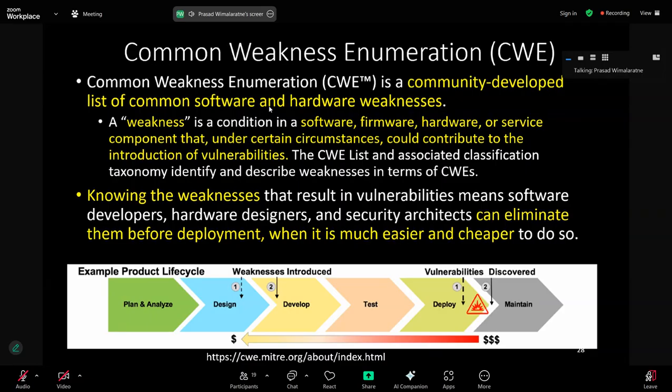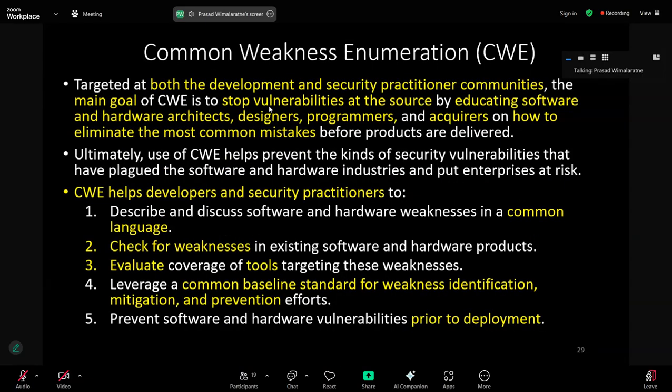So both this development community and the security practitioners, one of the key goals is to reduce the vulnerabilities. CWE is trying to educate the different stakeholders of the life cycle, which will include the architects, the designers, UI designers or whatever, and then software engineers who convert the design into a piece of software, for example, and also acquirers, and how to eliminate most common mistakes.